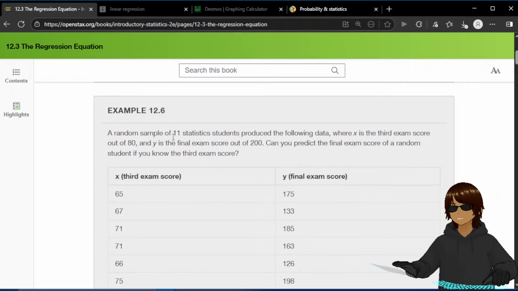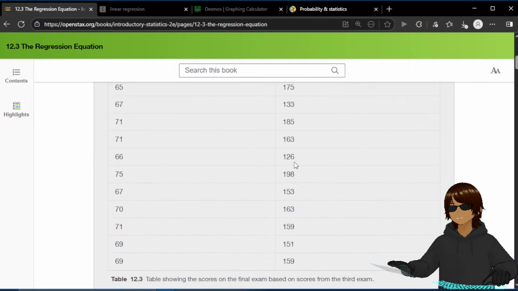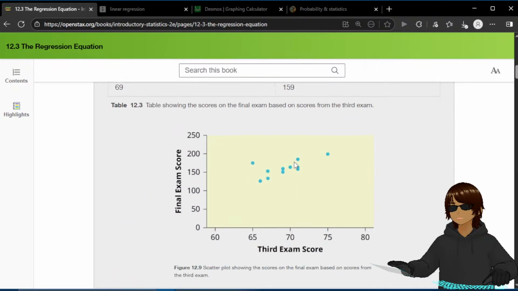A random sample of 11 statistics students produced the following data, where x is the third exam score out of 80, and y is the final exam score out of 200. Can you predict the final exam score of a random student if you know the third exam score? Yeah, so when you plot the data, it looks like this. So we can draw the line of best fit.